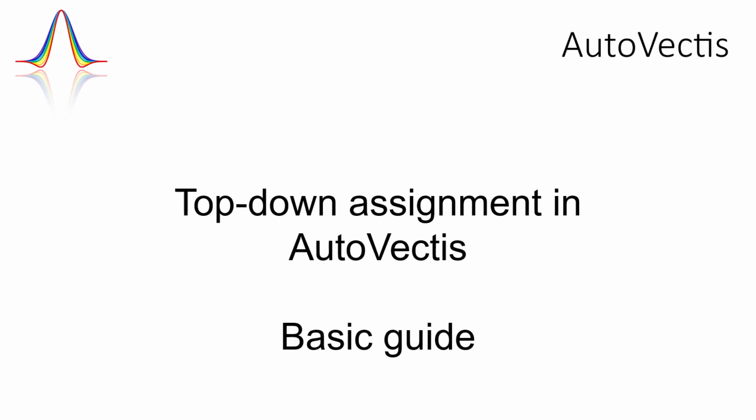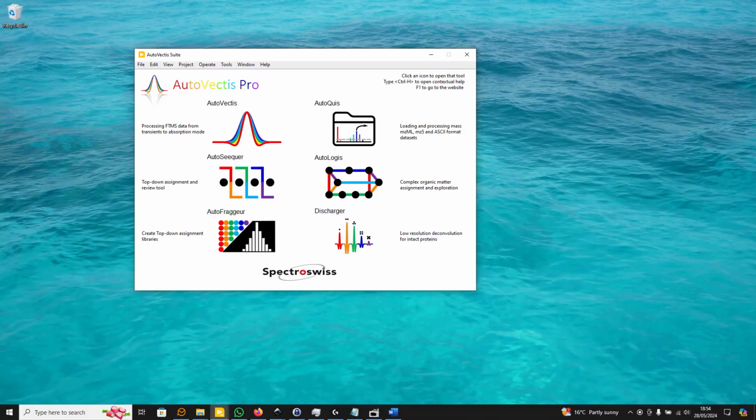Hi, in this video I'm going to be giving a basic guide to top-down assignment in AutoVectis. For this demonstration I'll be processing a myoglobin top-down file collected on a Bruker instrument, so we'll start with the Bruker file and process on from there.